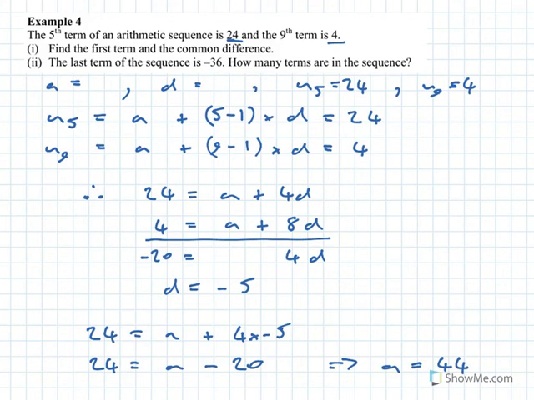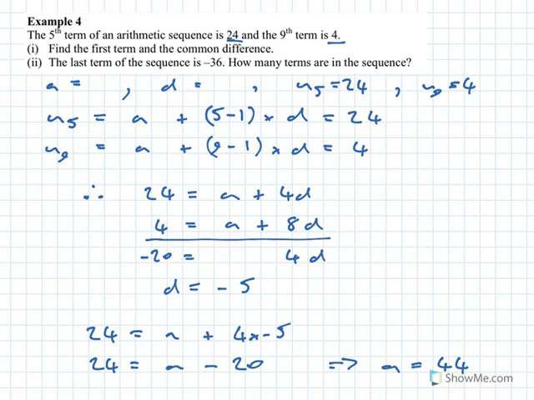Okay, so let's answer the last bit as well. It says the last term of the sequence is -36. How many terms are in the sequence? Let's see if we can work this one out. This is where the use of L comes in quite nicely. So we know that the last term is going to be A plus n minus 1 lots of D, where n in this case is going to be the number of terms in the sequence.